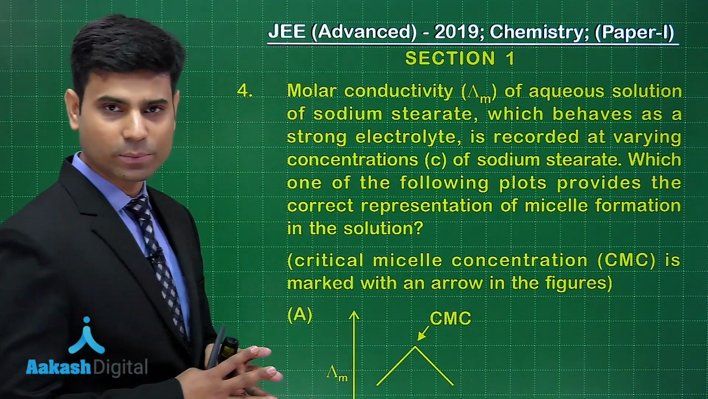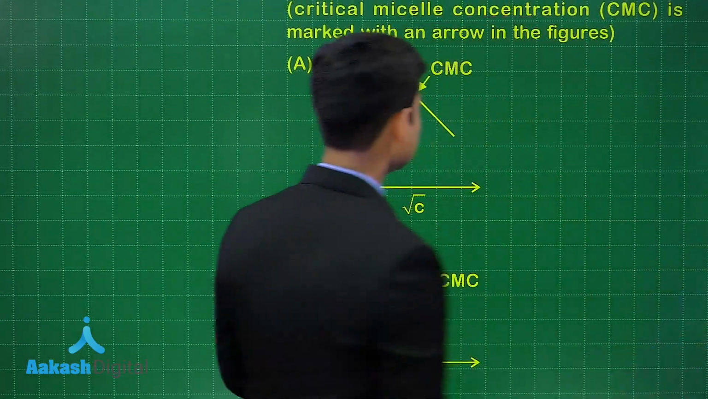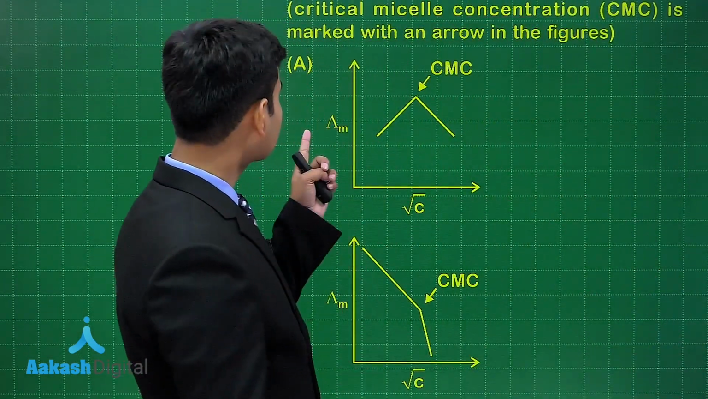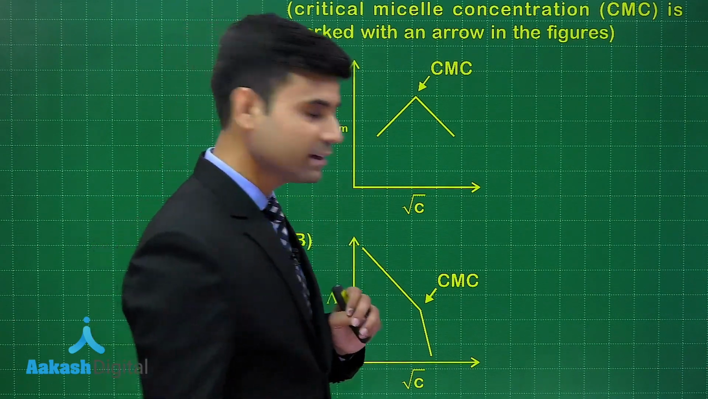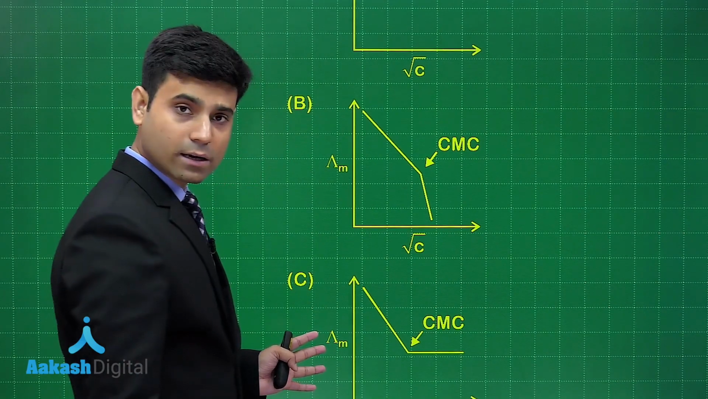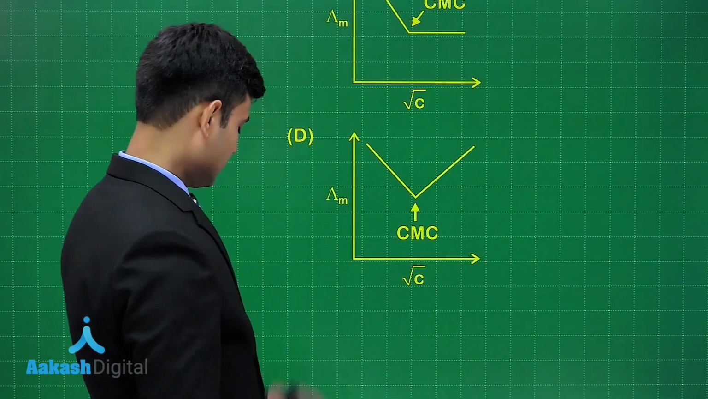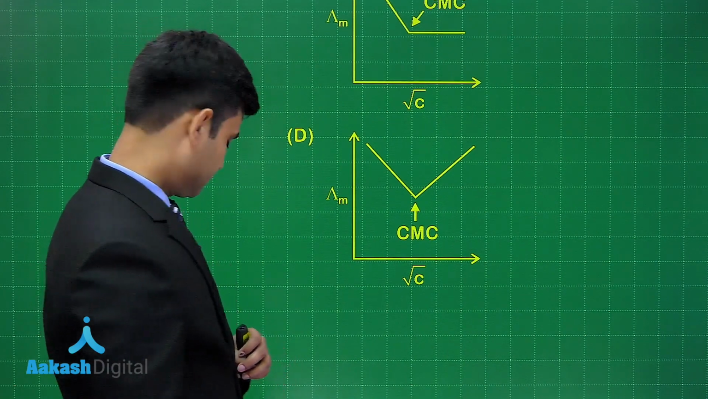Now let us go through the options. These are the options we have. We can see this is the first option, A option. Here we have a graph between lambda m versus root C. Then we have this second option. Then we have the third option, and this is the fourth option we have.